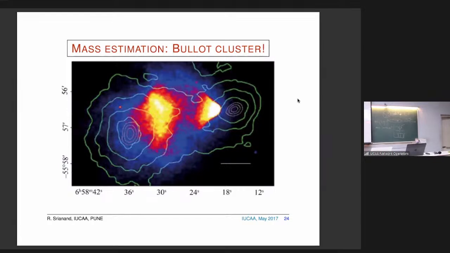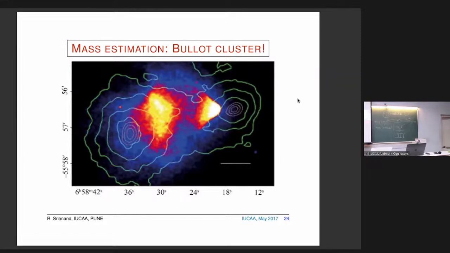Bullet cluster is nothing but two clusters which are going through a merger. We were talking about one cluster; now there are two clusters which are going to merge with each other. Then what happens? All the stars and galaxies in this cluster and this cluster will start interacting. All the gas which is emitting X-ray in this cluster will interact. All the dark matter here and dark matter here will interact.